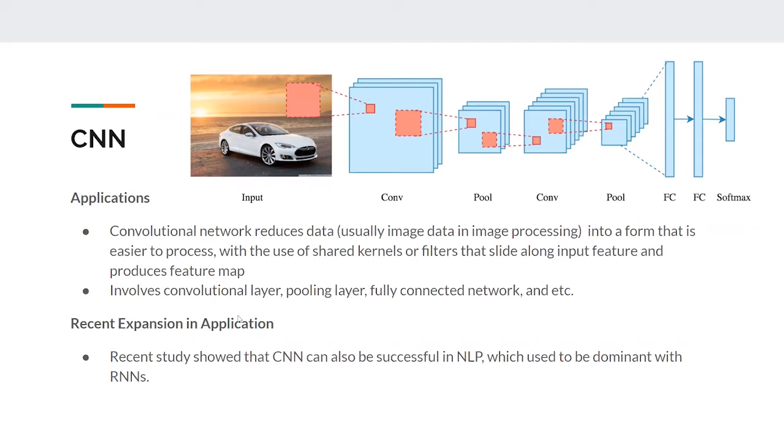However, recently it has expanded its application, as recent studies showed that CNN can also be successful in natural language processing, which used to be a dominant study with recurrent neural networks. So in this project, we will see if CNN can show a successful performance when processing natural language in our toxic comment classification model.